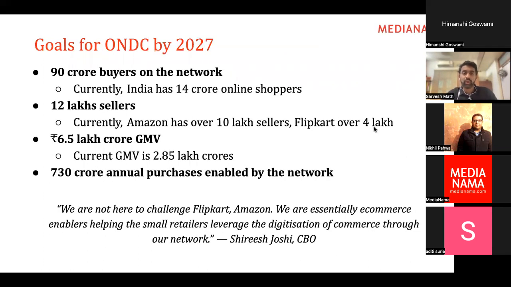comes in, because ONDC has set for itself the goal that by 2027, it wants to onboard 90 crore buyers onto the network. Currently, we have 14 crore online shoppers in India. It wants to onboard 12 lakh sellers. Right now, Amazon has 10 lakh sellers and Flipkart has 4 lakh. And it wants to increase the gross merchandise value from 2.85 lakh crores to 6.5 lakh crores.